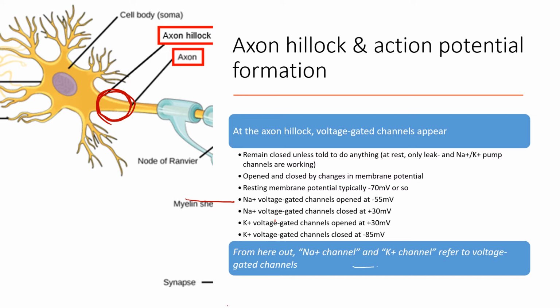If you bring it to 30, if you overshoot depolarization by moving sodium a little too long, so to speak, those sodium gated channels will close and potassium channels will open. That will keep going until you overshoot resting membrane potential and go all the way up to minus 85. From here on, unless otherwise stated, sodium channels and potassium channels are going to refer to those voltage gated channels.